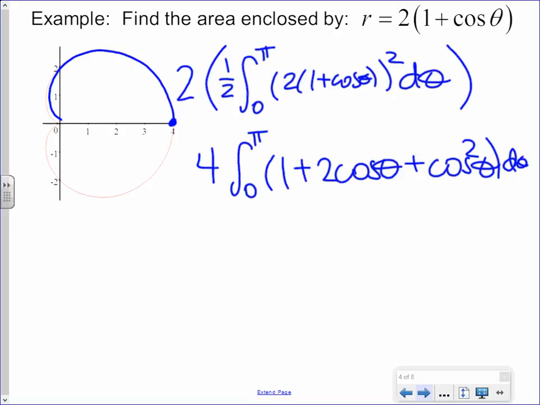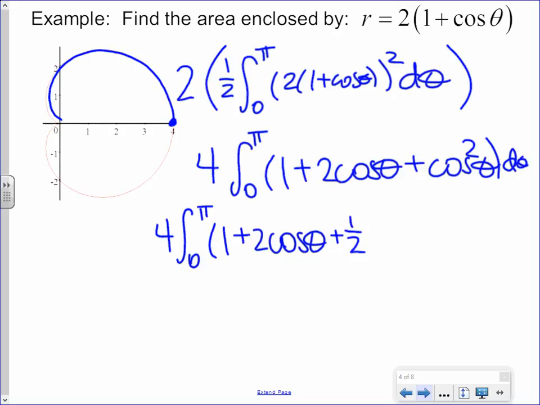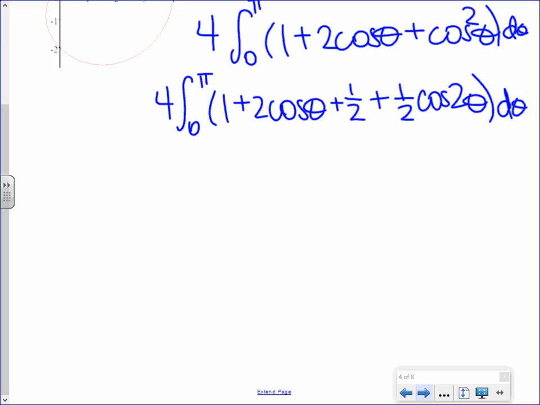Can we take the antiderivative of cosine squared? No. The equivalent of cosine squared is 1/2 plus 1/2 cosine of 2 theta.